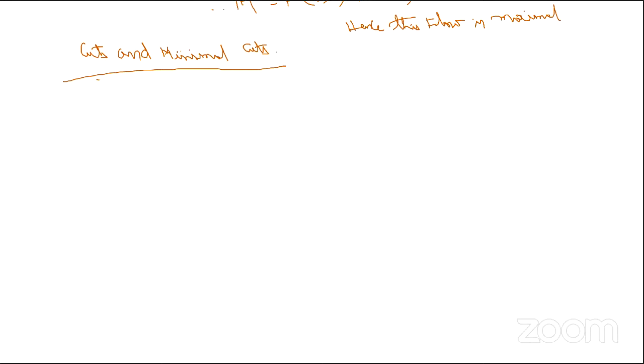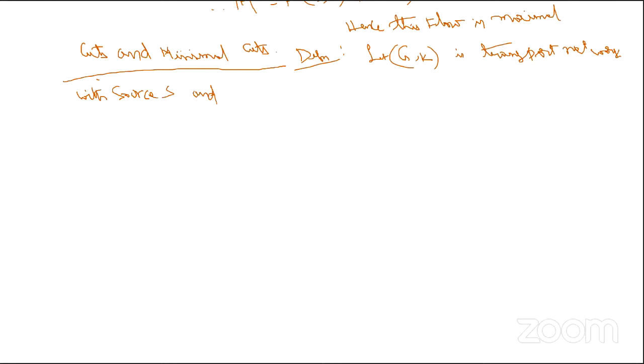Definition. Let (G, K) be a transport network with source S and sink D.